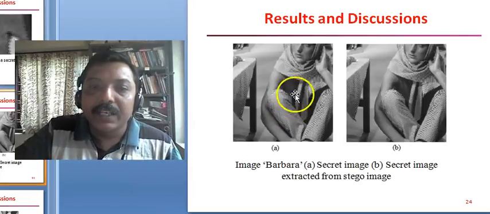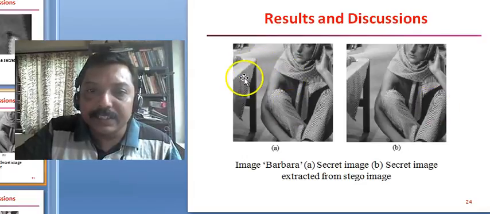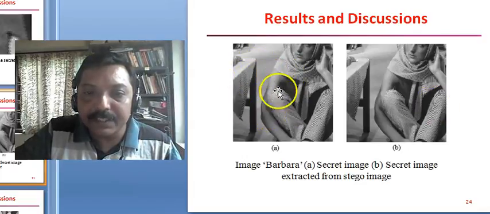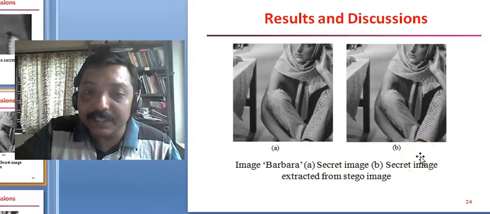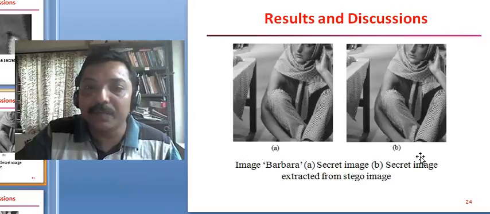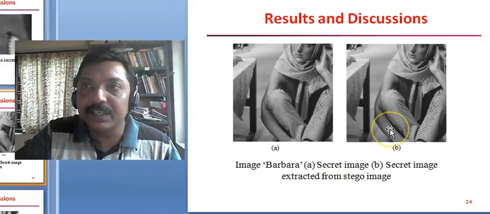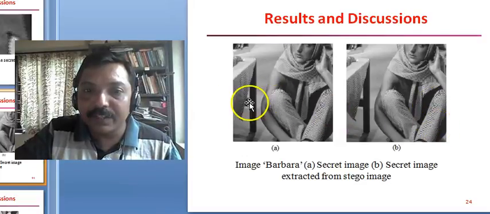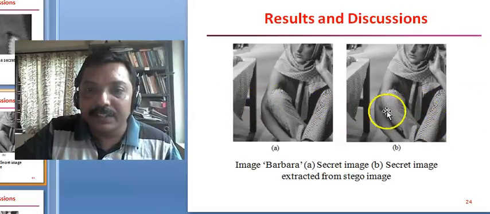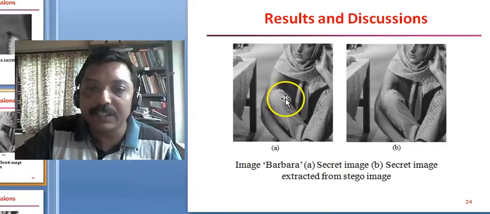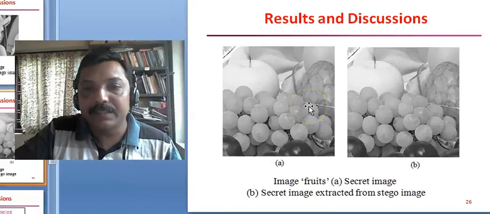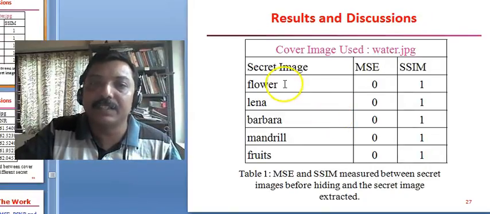In this case, figure A represents the secret image, and B represents the secret image extracted from the stego image. That is, this is the image extracted after the hiding process. Here also we can verify that both A and B are the same, because we are hiding the entire bits of each pixel of a secret image. And again, these are some examples using different figures.